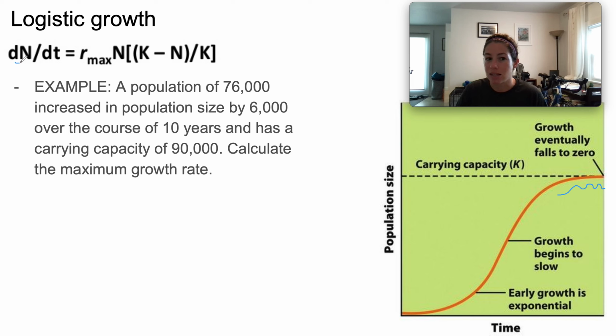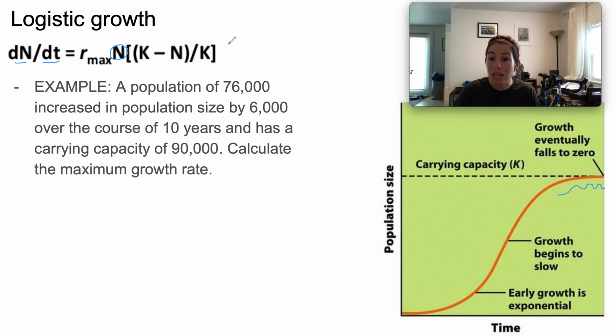dt is our change in time. R is still our growth rate. N is our current population size. K minus N, our carrying capacity minus our population, divided by K, our carrying capacity.